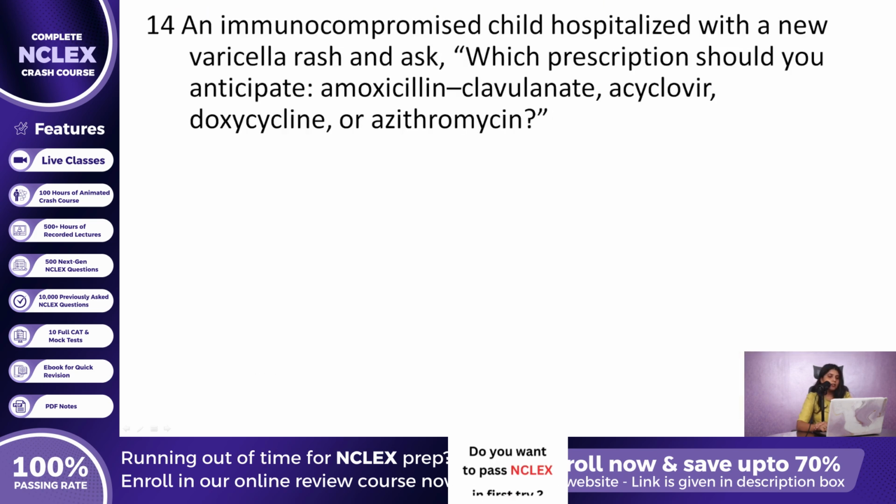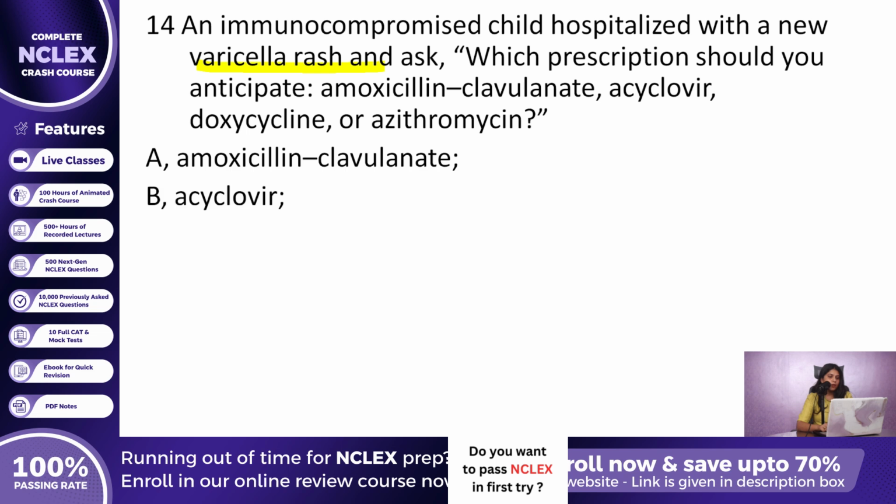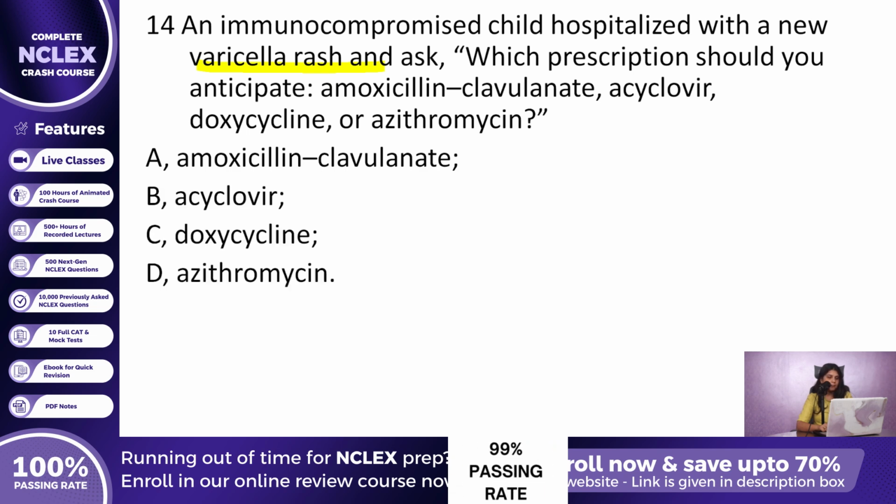Question 14. Turning to antiviral therapy in pediatrics, imagine an immunocompromised child hospitalized with a new varicella rash and ask, which prescription should you anticipate? Amoxicillin clavulanate, acyclovir, doxycycline, or azithromycin? The options are A. Amoxicillin clavulanate, B. Acyclovir, C. Doxycycline, and D. Azithromycin. The correct answer is B.